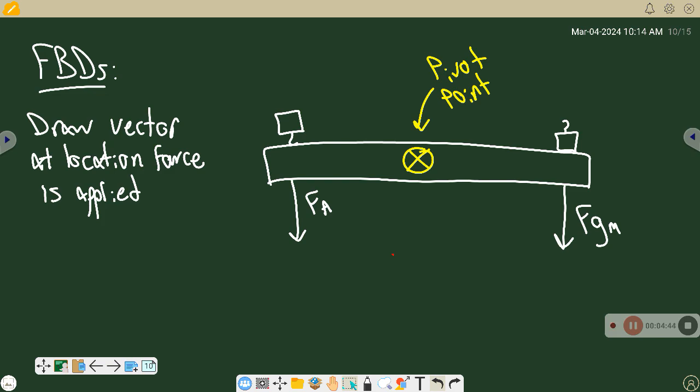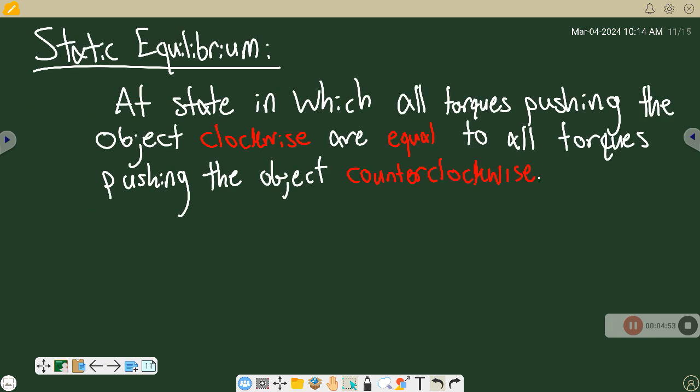But luckily, in the lab that we did, we applied forces balanced across the meter stick and put this object in a state called static equilibrium. This is a state in which all torques pushing the object clockwise are equal to all the torques pushing the object counterclockwise.